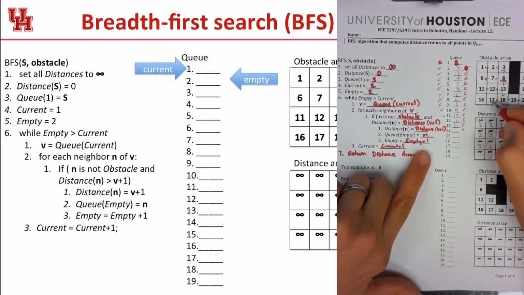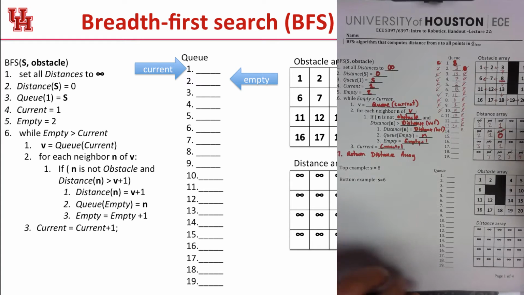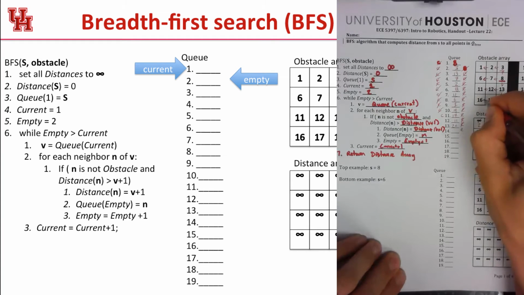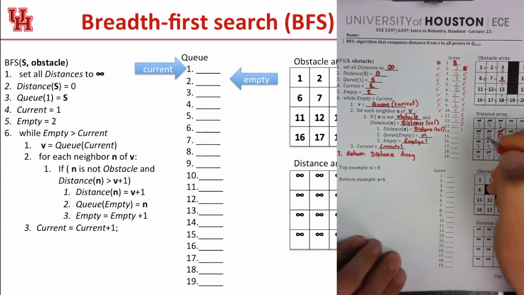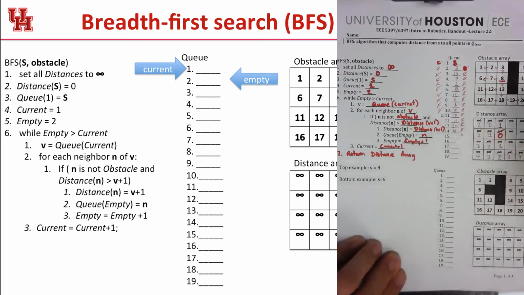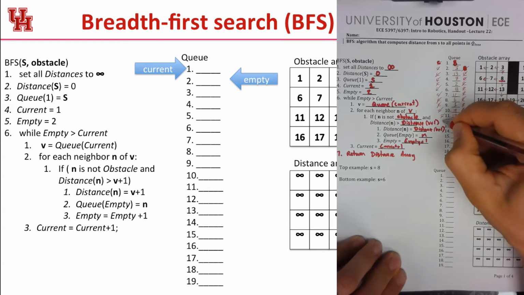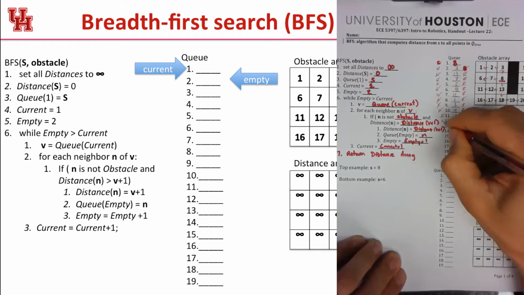It's now looking at 17. 12 is not easier to visit, 18 is not, this is off the board, but 16 I can visit. And so I'll say I want to go there. It's going to be 1 more than 17 was, so that'll be 4. I'm going to add 16 to my list, increment E, and then I'm done here. So I'll increment my current pointer. We're looking at 11. It has no neighbors to visit.